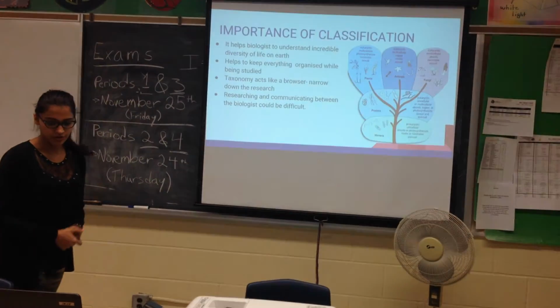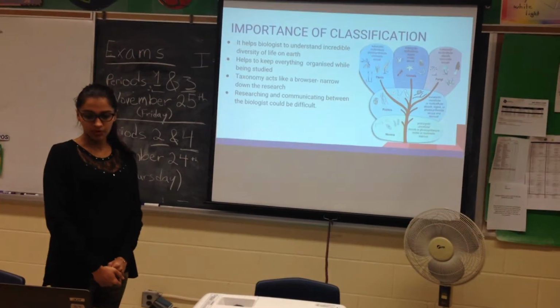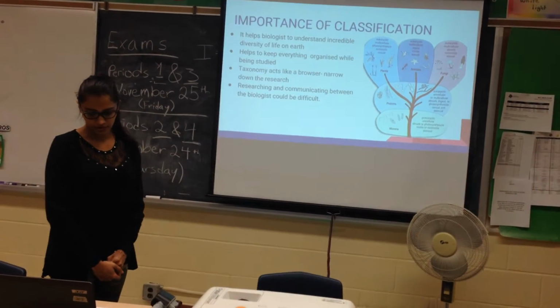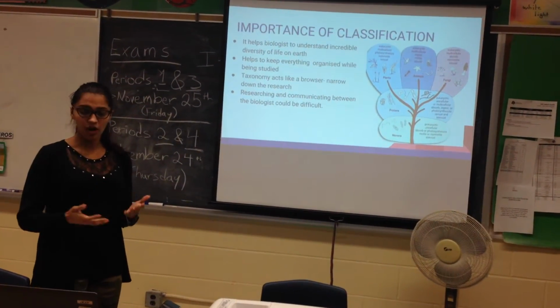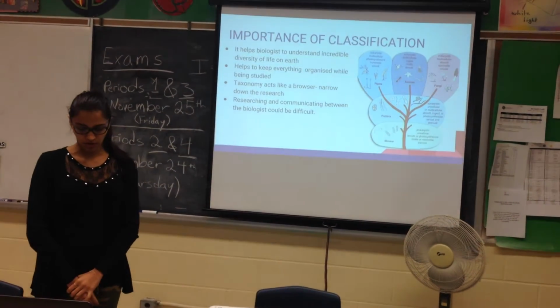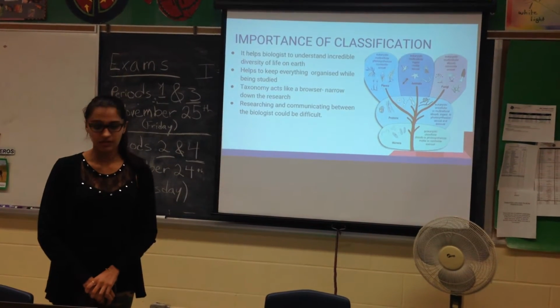Taxonomy acts like a browser. It narrows down the research. Researching and communicating between biologists could be difficult. Imagine if different things had the same name. If all the names were wrong or replaced, everything would be chaotic. Taxonomy works as a functional infrastructure for all the discoveries to date.